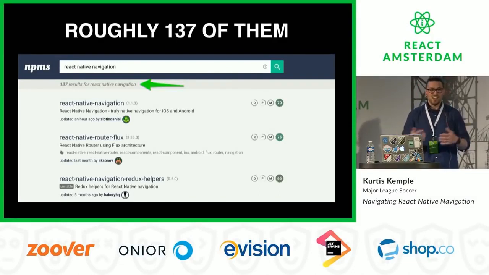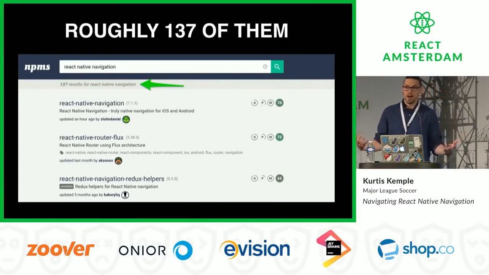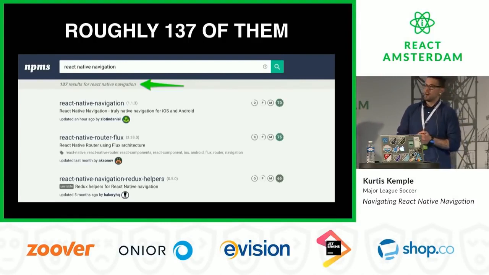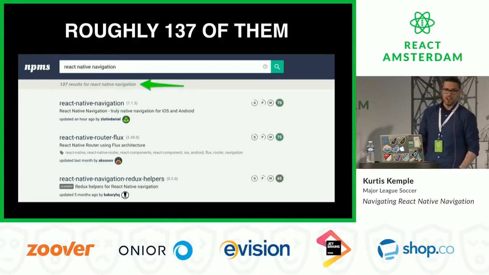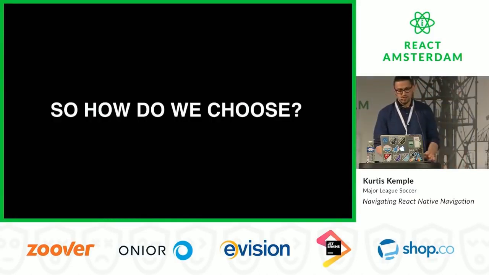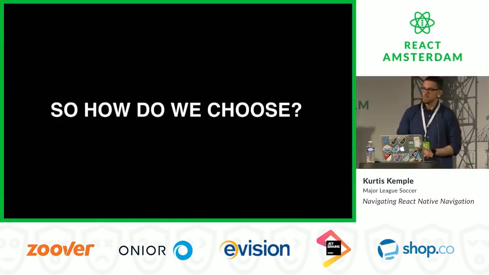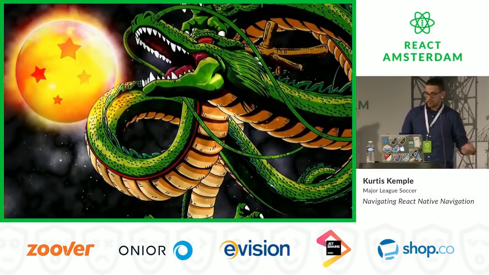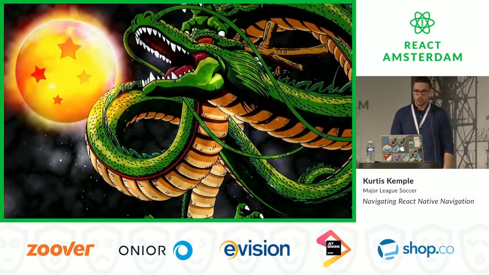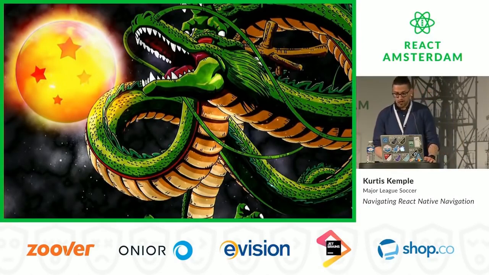So now this is like Pandora's box, right? Here we are trying to just build a prototype, and we just want to show off the features that have nothing to do with navigation. So how do we choose? How do we choose one out of 137? Well, our first idea was to gather the Dragon Balls and see if we could wish for the right answer. However, that did not turn out the way we wanted.